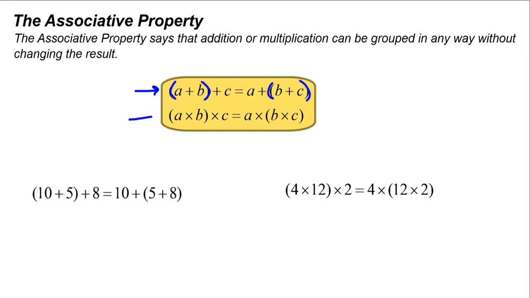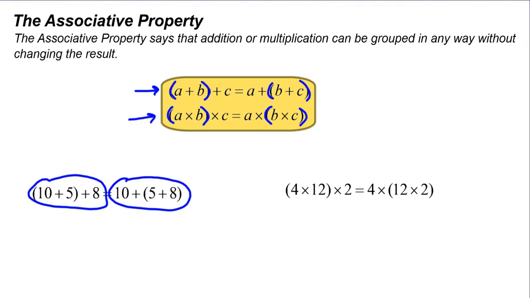And then likewise, we can do the same with multiplication. We can group the A and the B together first, or we can group the B and the C together first, and that's not going to change the product. And then again, I've got examples here where you group them differently, you're still going to get the same sum. Or if you group these differently, you're still going to get the same product.